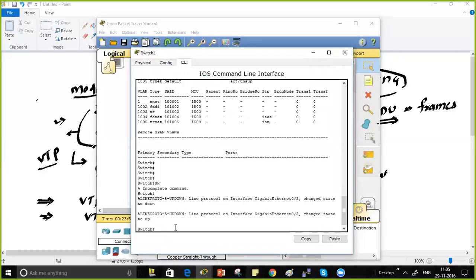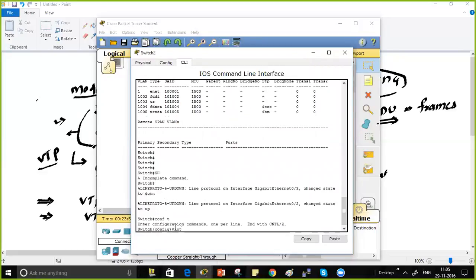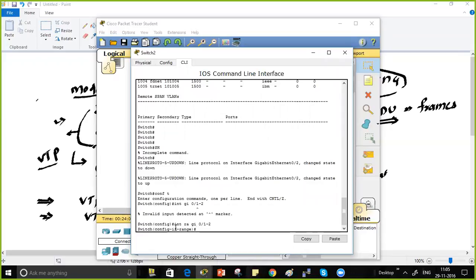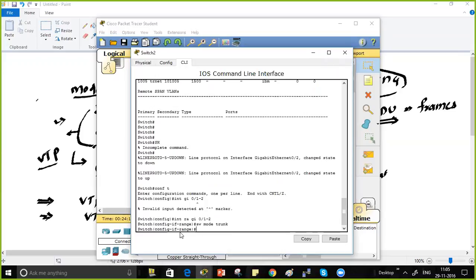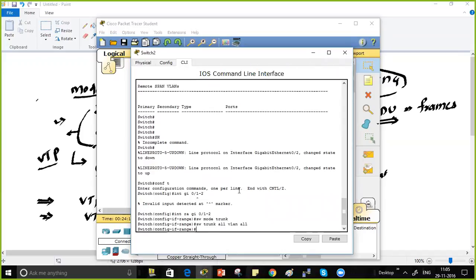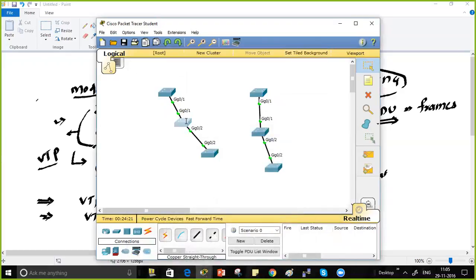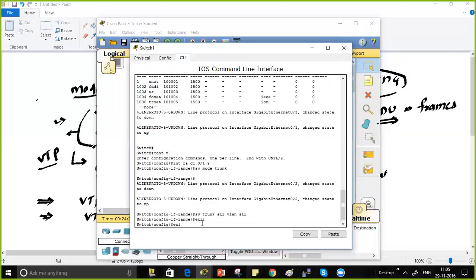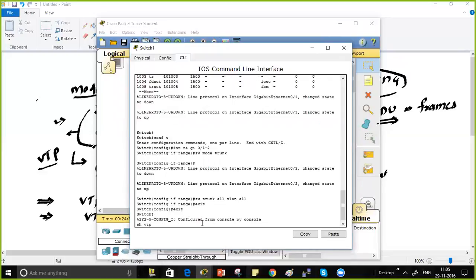Here also I am configuring the range. Switchport mode trunk, switchport trunk allowed VLAN all. Okay. Show VTP status.